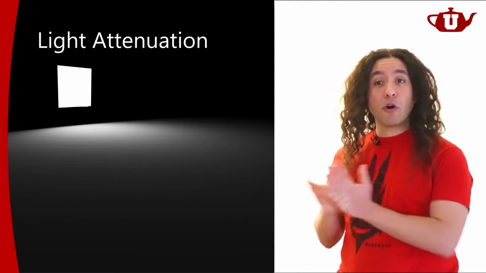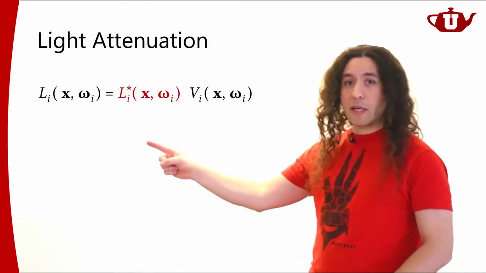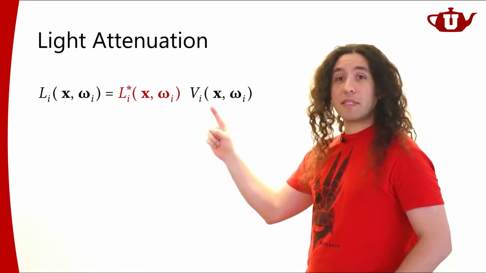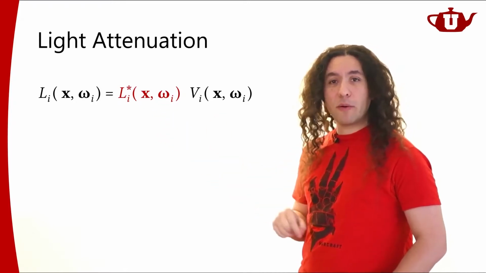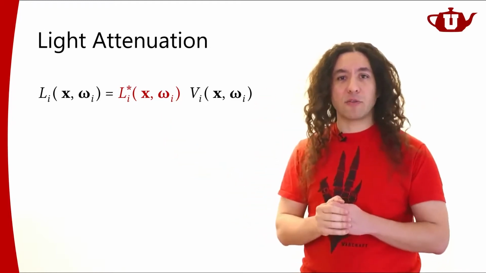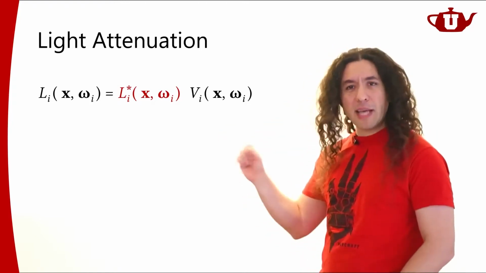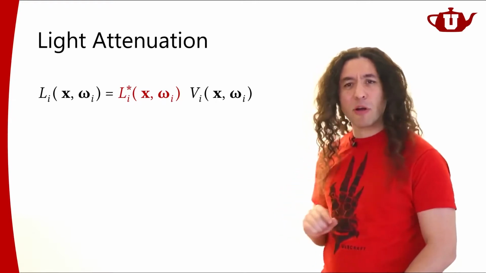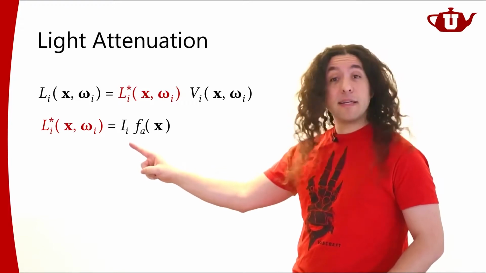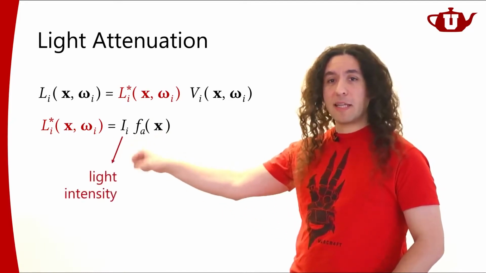So how can we incorporate this in our formulation? We said that this is our lighting equation, right? This is the amount of light that point X is receiving, and this is the visibility term. Let's take a look at this term. What is this? We have been approximating this term as just the intensity of the light source, right? The intensity parameter of the light source, whatever that is, that's what we've been using there. But it's actually just a tiny bit more complicated. A more proper way of writing this would be the light intensity times some attenuation.